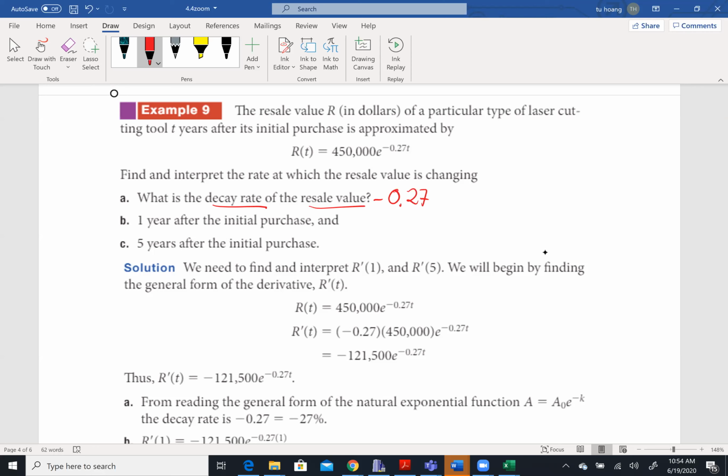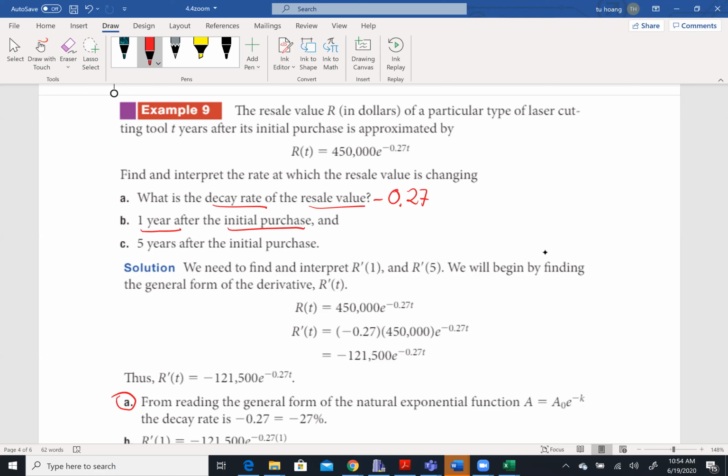Come back to the solution here. From reading the general form of the natural exponential function, A equals A0 times e to the negative kt, the decay rate is negative 0.27, which is equal to negative 27%. I don't care which form you like to use, but I'm just going to use negative 0.27. That's fine, it's the same as negative 27%. Okay, so now for B, it's 1 year after the initial purchase.